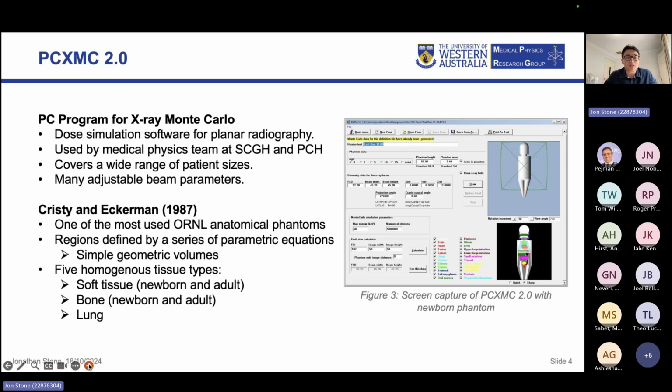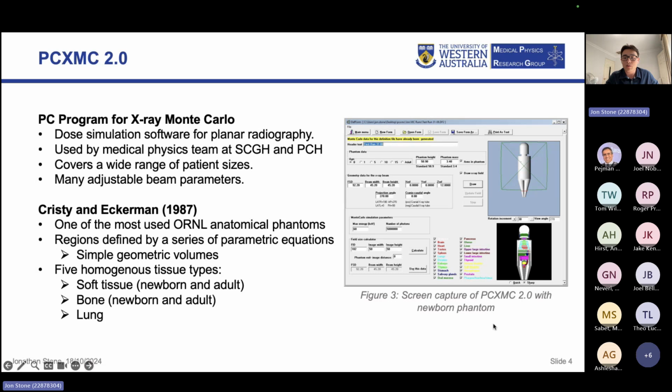The PCXMC phantom uses the Cristy and Eckerman 1987 phantom, which is one of the most commonly used ORNL anatomical phantoms. This phantom is built by several parametric equations, which are used to build geometric volumes. The phantom consists of 5 homogeneous tissue types, which are soft tissue for newborn and adult configuration, bone tissue for newborn and adult configuration, and lung, which is the same for both the newborn and the adult.